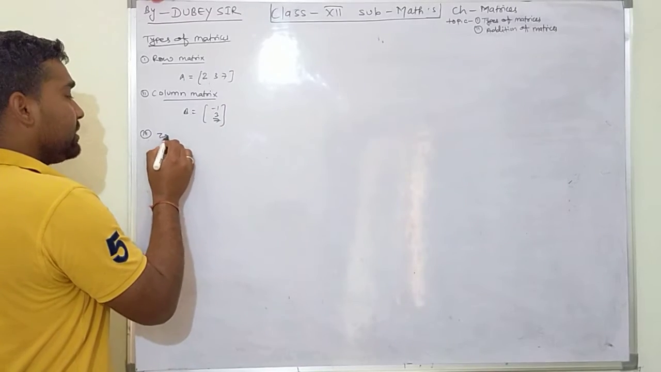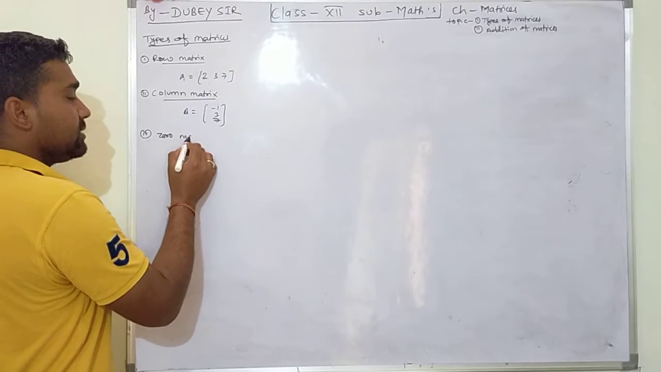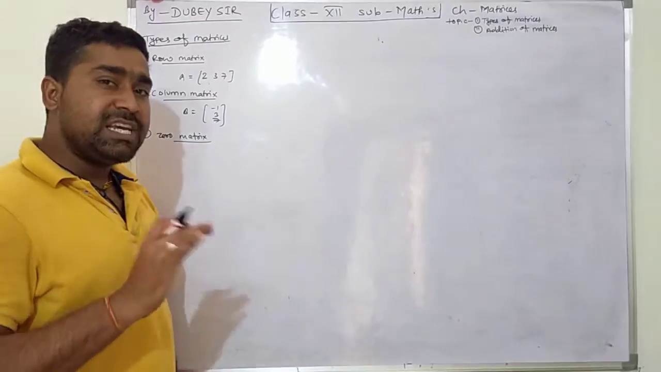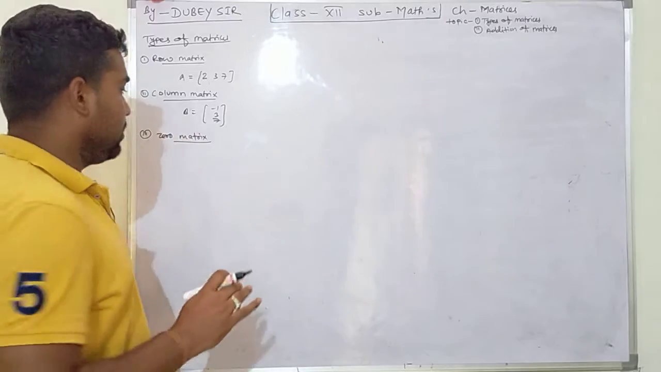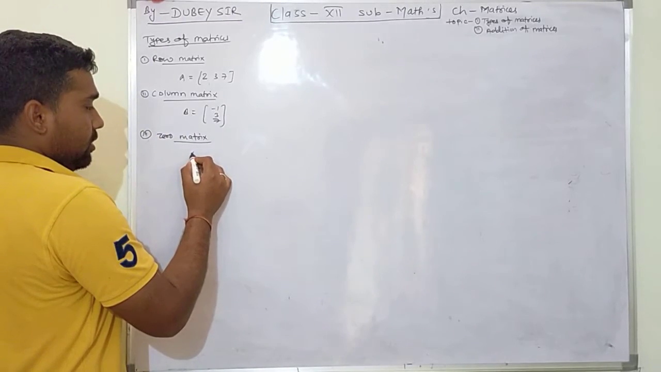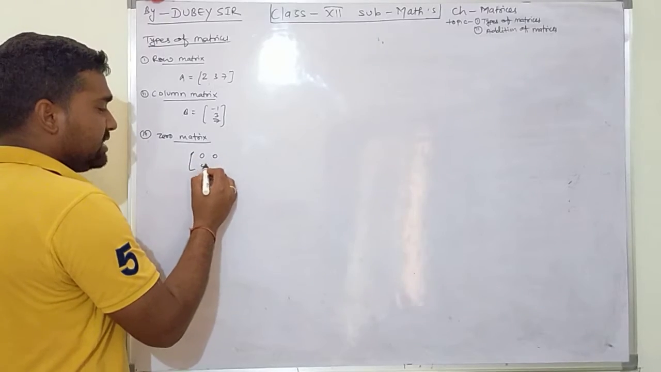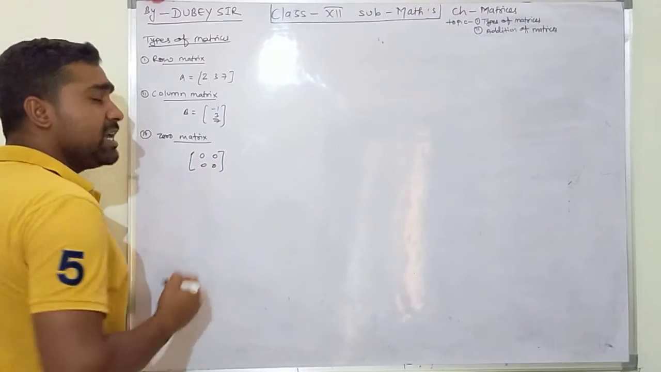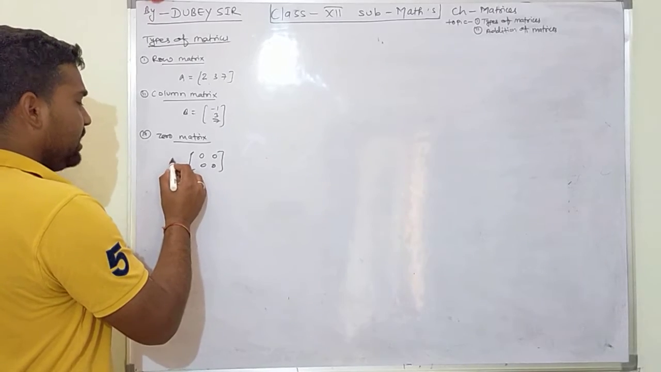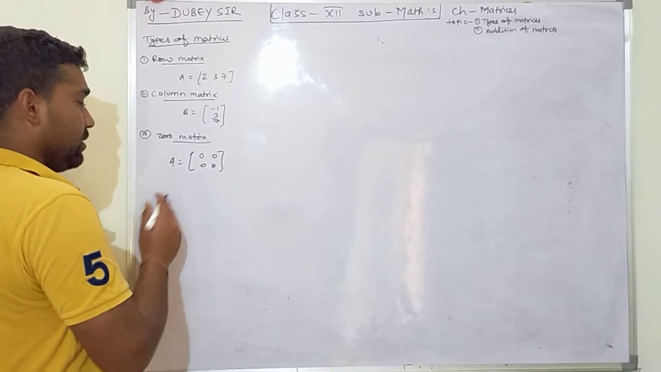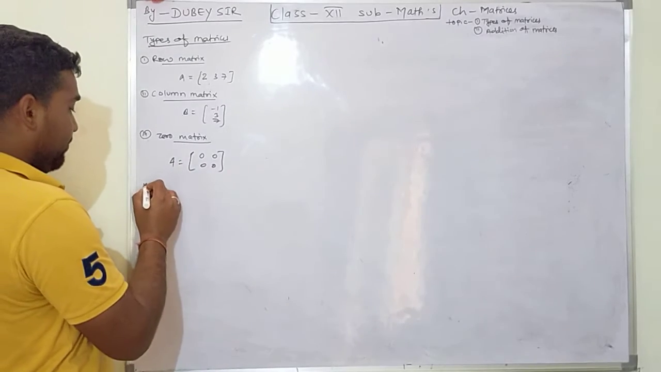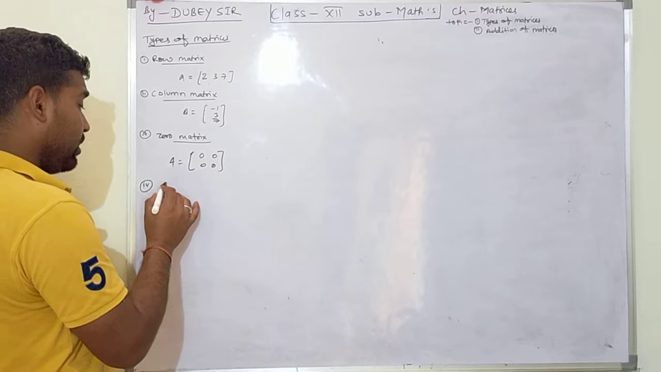Next, zero matrix. A matrix, each of whose element is zero, is known as a zero matrix. For example, this is a matrix, each of whose element is zero, therefore it is known as a zero matrix. It is also denoted by any capital letter, any alphabet.